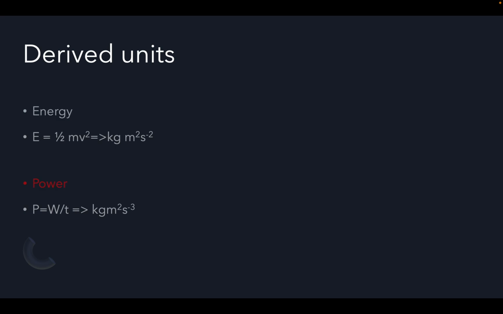And for the power, this can be calculated using the equation P equals work over time, and as the work has the same unit as the energy, the unit for the power would be just dividing the unit for energy by time, and this gives kilogram meter squared per second cubed.